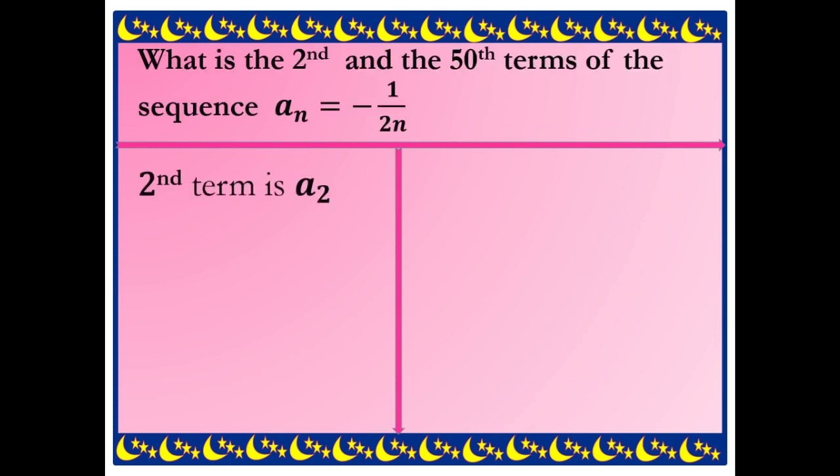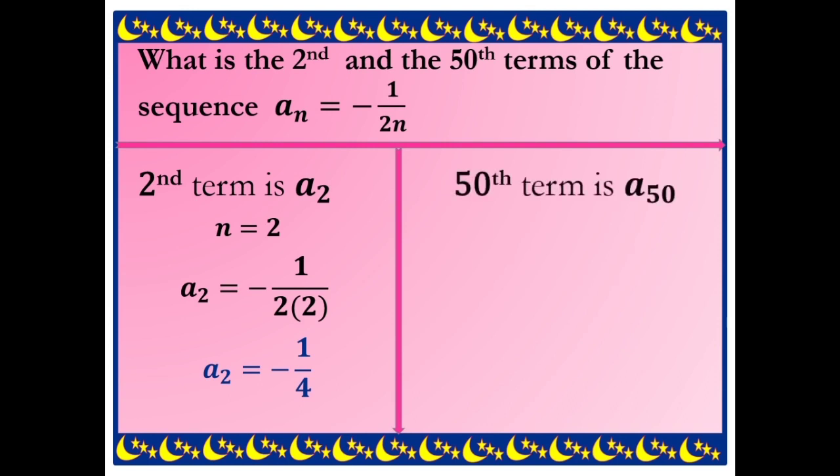Another example. What are the second and the fifth terms of the sequence a sub n is equal to negative 1 over 2n? Again, the second term is a sub 2, so the value of n is 2. Substitute, a sub 2 is equal to negative 1 over 2 times 2. Then the final answer is negative 1/4 for the second term.